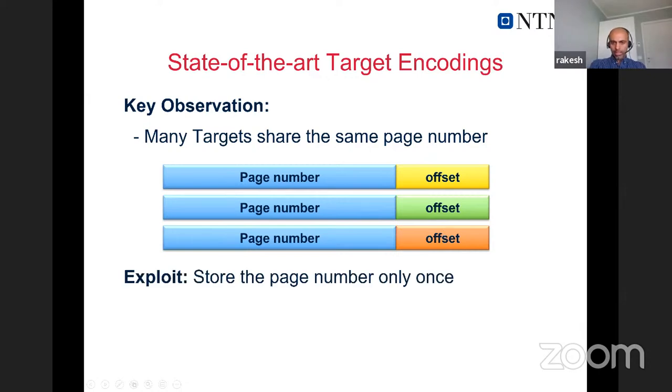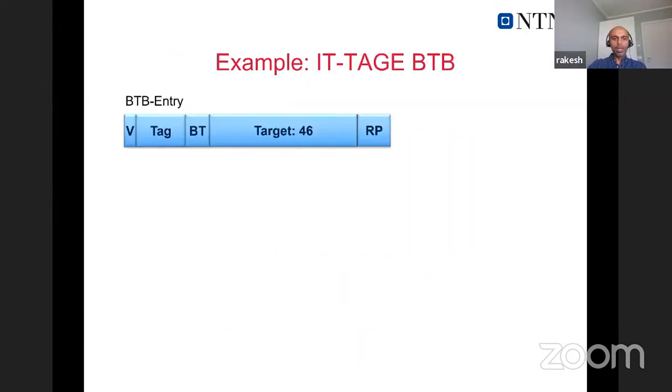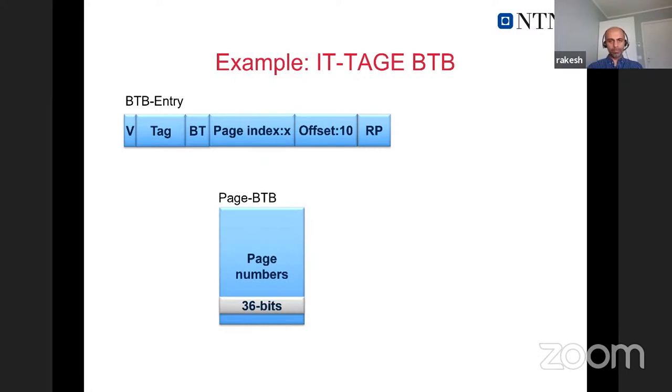So what they do is they store the page number only once for all the offsets. So for all the branches who have their targets in one page, they save the page number once, and then they store the individual offsets within the page. And the microarchitecture looks something like this. This is the conventional BTB entry where you have 46 bits for target. This field is replaced with two fields. One is the offset within the page, and the next is an index to a separate table which gives you the page number. So out of 46 bits of target, 10 bits are stored in the BTB entry itself, whereas the 36 bits are stored in a different table, which is called a page BTB.